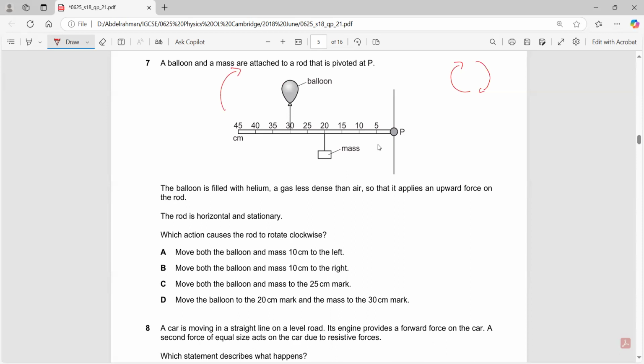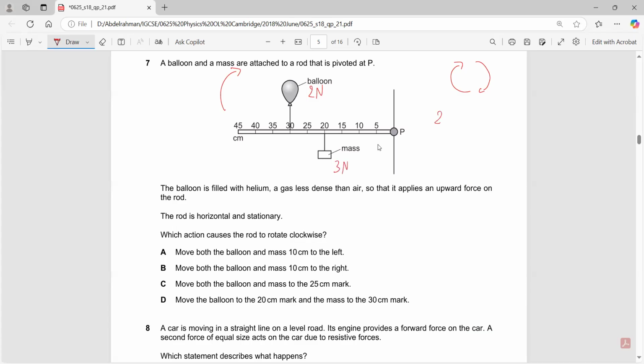So the balloon and the mass are now balanced. We can solve this question numerically. What do I mean by numerically? The distance of the balloon is 30 centimeters and the distance of the mass is 20 centimeters. We can give each of them a force: an upward force for the balloon, and a downward force for the mass, which would be the weight. We can give just any two numbers. For example, the balloon has an upward force, let's say, of 2 newtons, and the mass has a downward force of 3 newtons.